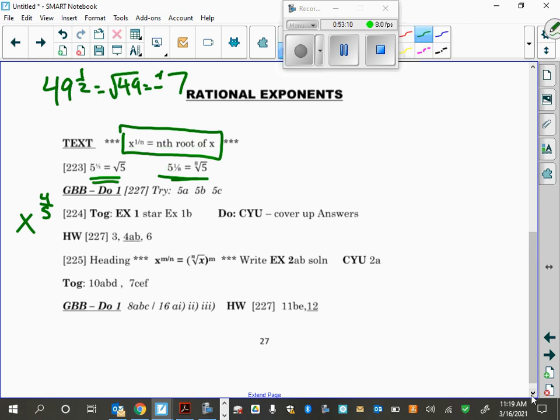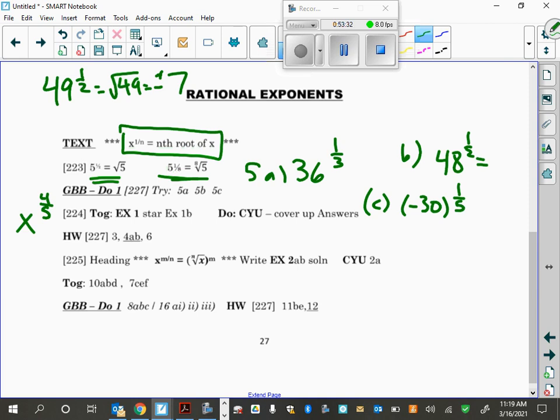I'm assuming not everyone has it, so write these down. Go ahead and rewrite these as a radical: 36 to the 1/3, 48 to the 1/2, and negative 30 to the 1/5.